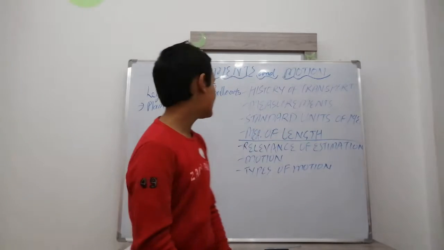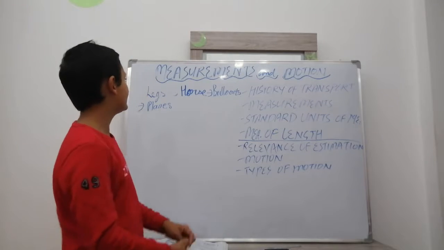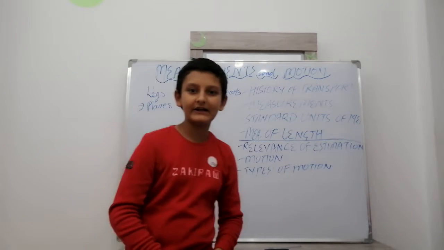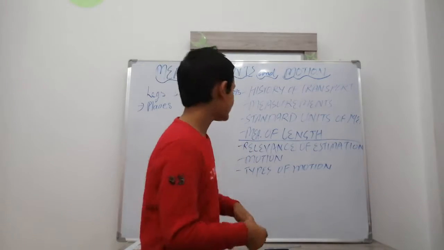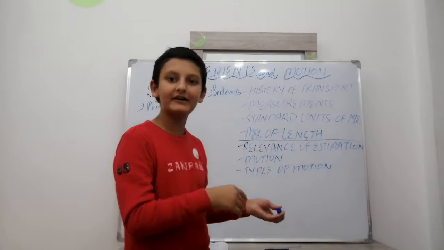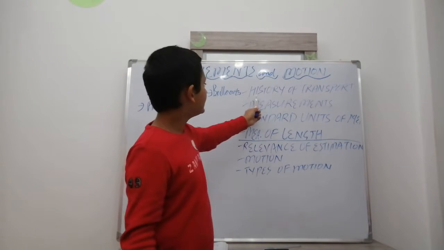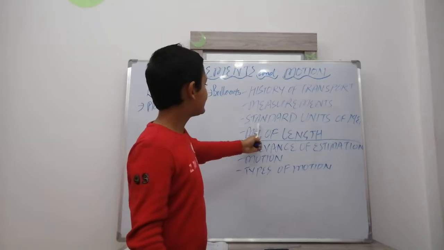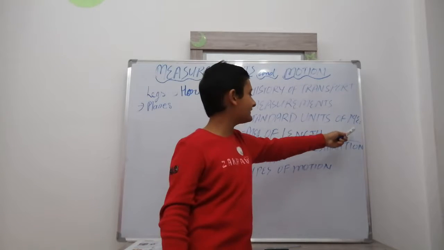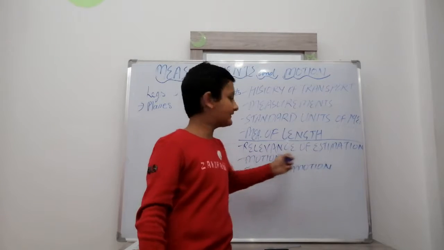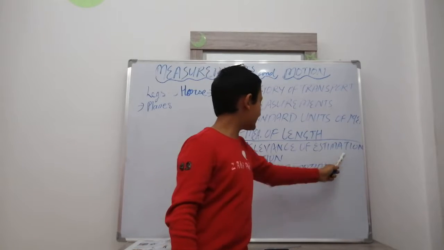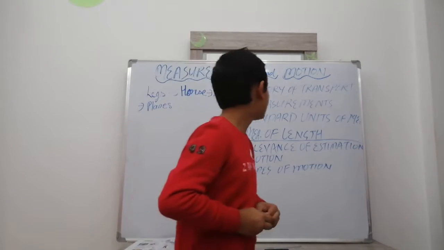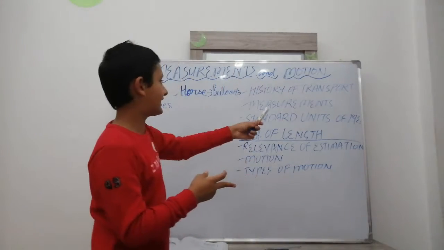Okay? So, our chapter name of science is Measurements and Motion. Before we start our chapter, let me tell you something. The topics we are going to cover in this chapter are history of transport, measurements, standard units of measurements, measurements of length, relevance of estimation, motion, types of motion. Okay, so let's start with history of transport.